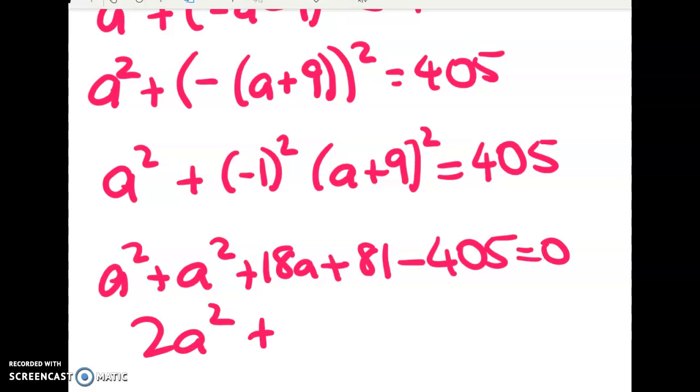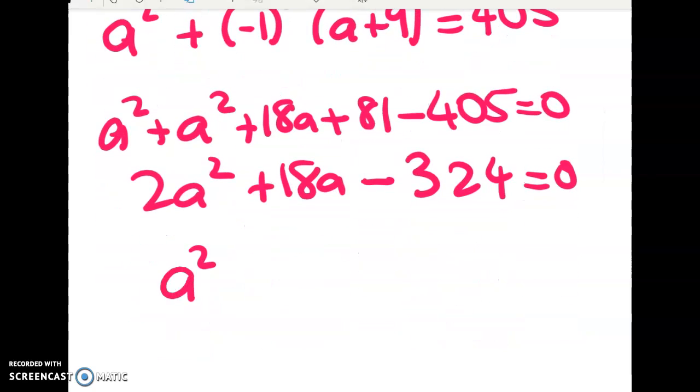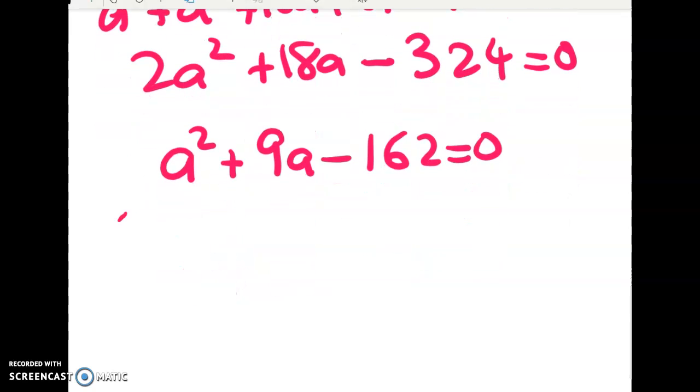2a squared plus 18a minus 324 is equal to 0. Common factor here of 2, so we'll divide through by that. a squared plus 9a minus 162 equals 0. And now we're going to factorize.